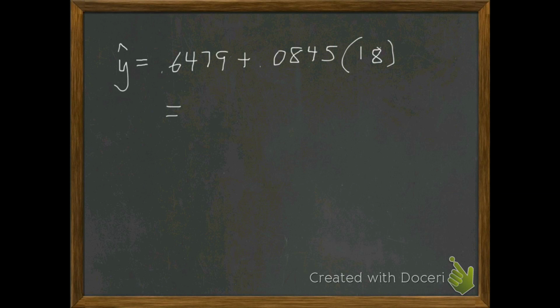So anyway, let's go ahead and say that the predicted value for the first observation, 0.6479 times 18 was precisely, I do believe, 2.169.